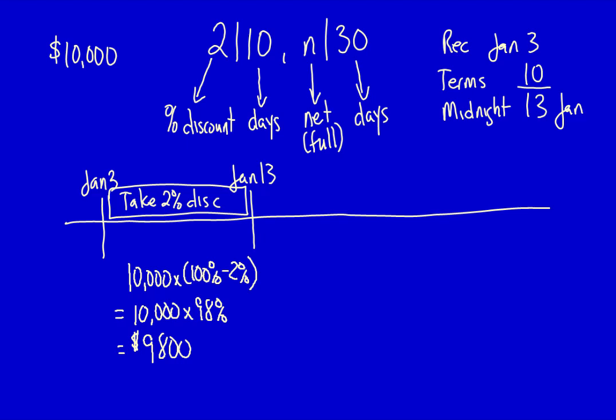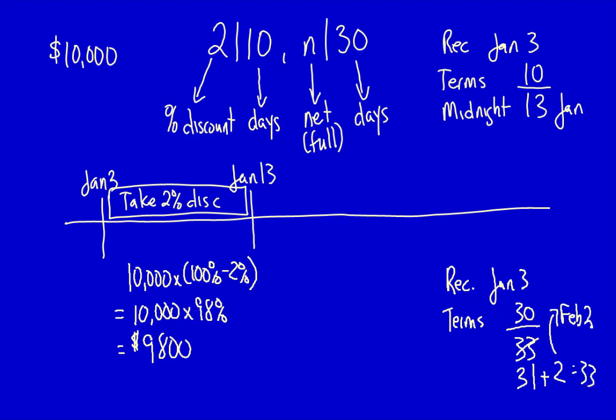Now, what if I decide not to take the discount? I'm short on cash right now, and I'm going to wait the full 30 days. When do I have to pay by? My lovely little trick from previous really doesn't help me because this is 33 and there's no such thing as January 33rd. But I know there's January 31st. And if I add 2 additional days, that's 33. So now I know that I have to pay by February 2nd.